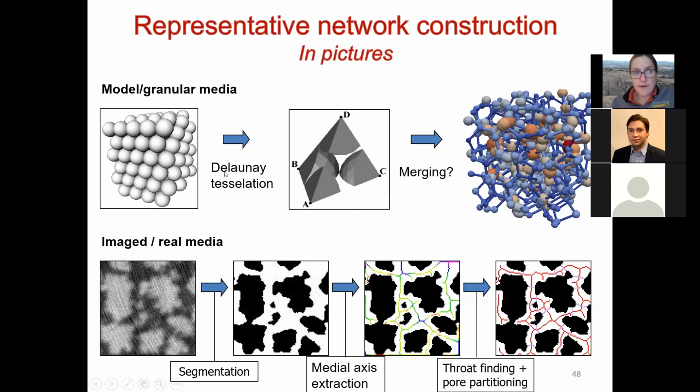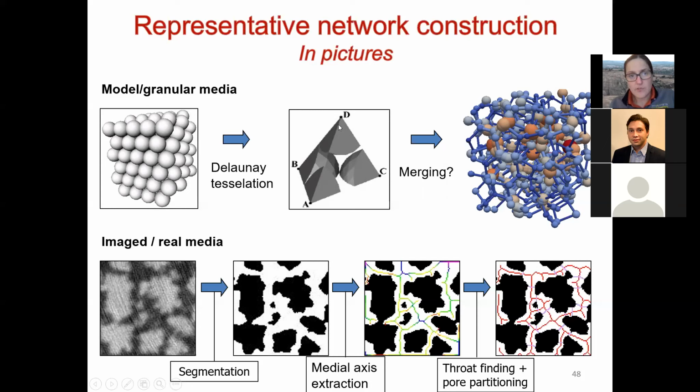Now, in model or granular media, you start with clearly identified grains, and then you go through a procedure called Delaunay tessellation, which I'm going to explain, because it's a pretty powerful algorithm in computational geometry that is used for all kinds of analysis, and not just this. A lot of tessellations of space for reservoir simulation or other simulations are done with tessellation algorithms, so it has applications in a wide-ranging set of problems.